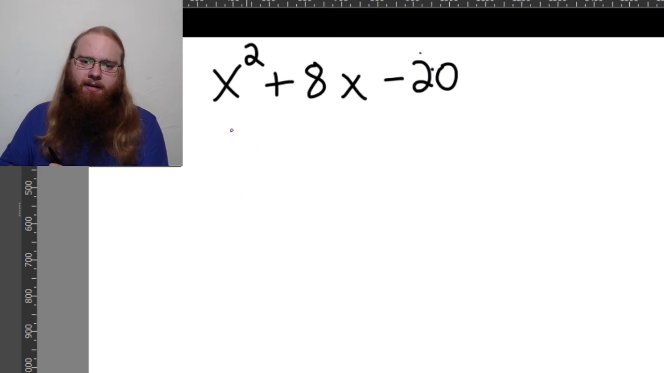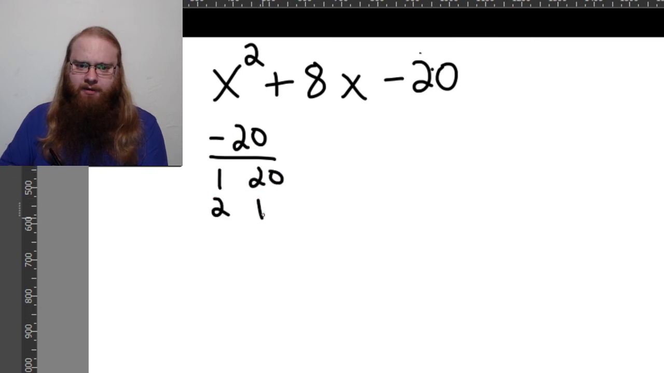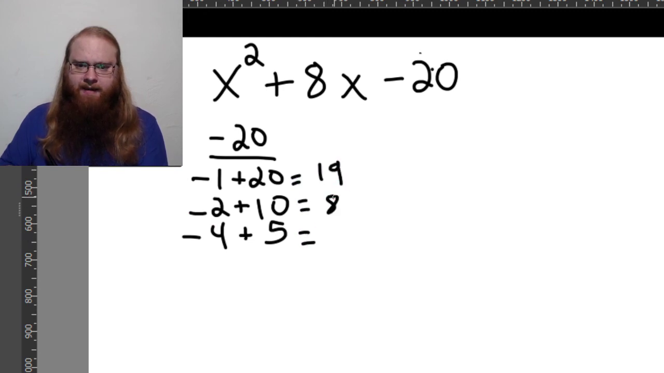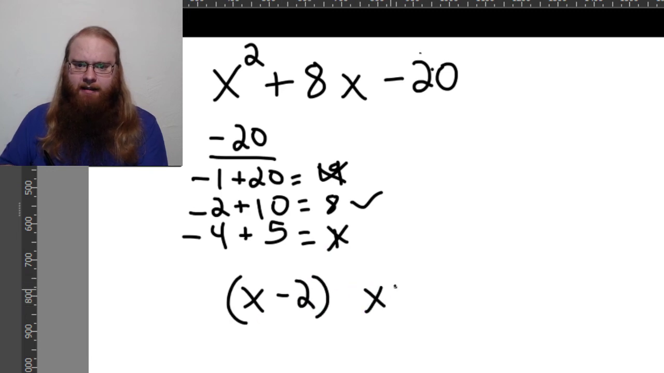Okay, so let's go ahead and factor negative 20. Negative 20 becomes 1 and 20, 2 and 10, 4 and 5. The bigger number being positive and the smaller one being negative. This means we're going to go ahead and get 19, 8, and 1. We're only looking for the 8, so our answer is going to be x minus 2 and x plus 10.